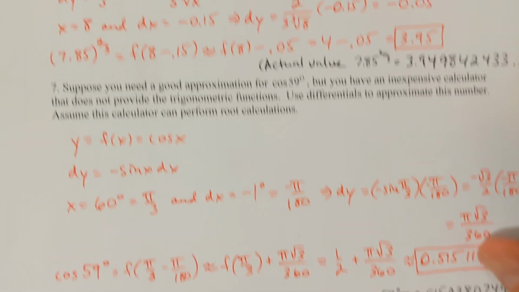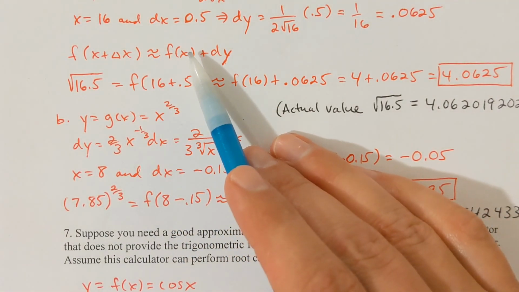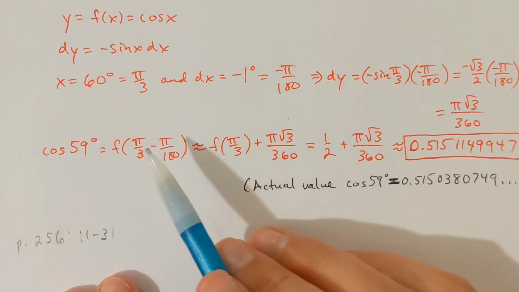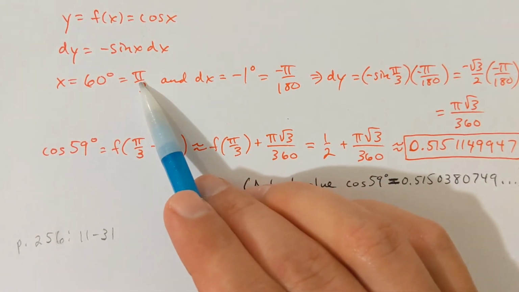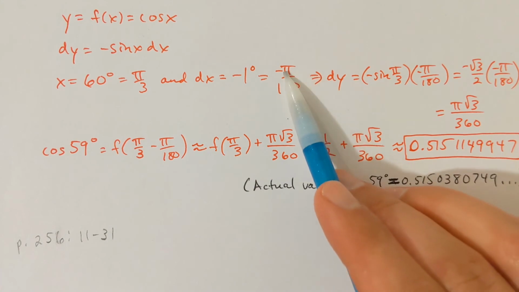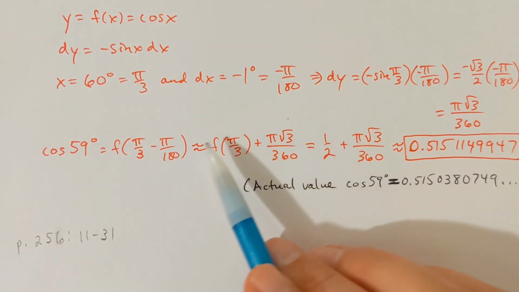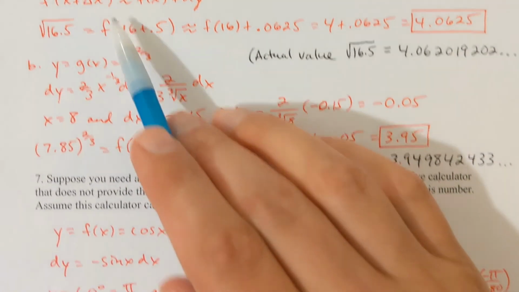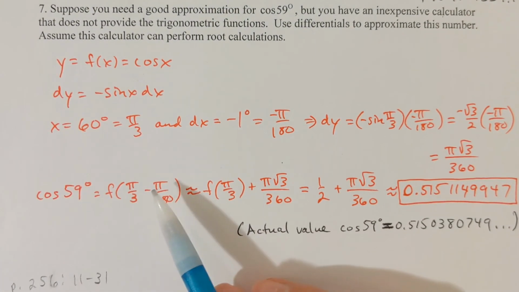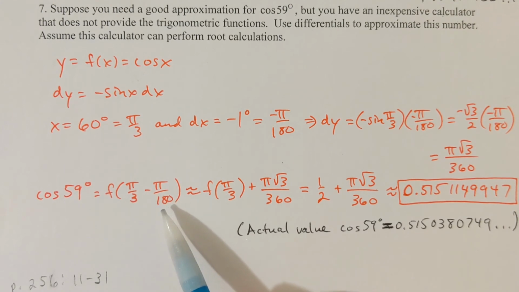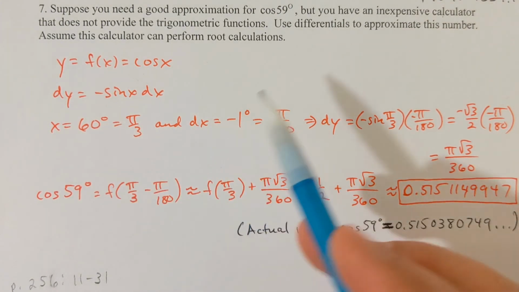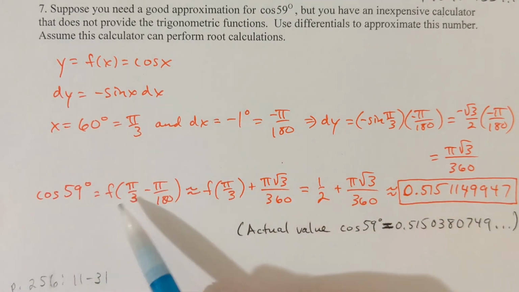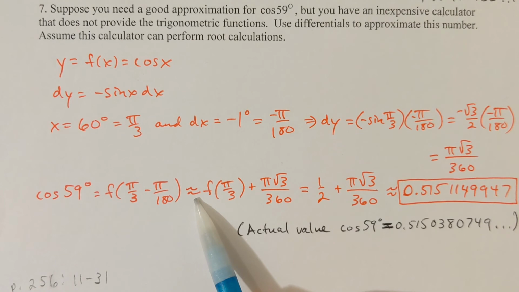Now, I'm using this approximation formula that we've been using in these other two problems. And so x is pi over 3 radians, dx is negative pi over 180 radians. So f of x plus delta x would be f of 59 degrees, right? 60 degrees minus 1 degree. And so here's f of x, and I get cosine of 59 degrees. All right, that's what I'd like to approximate.